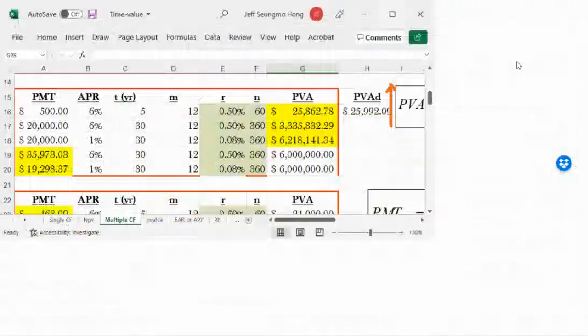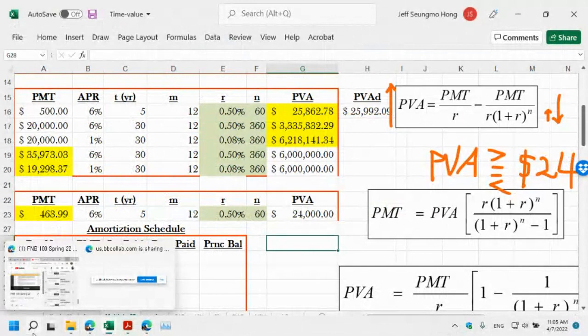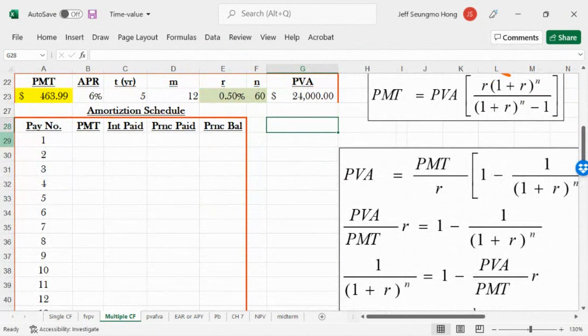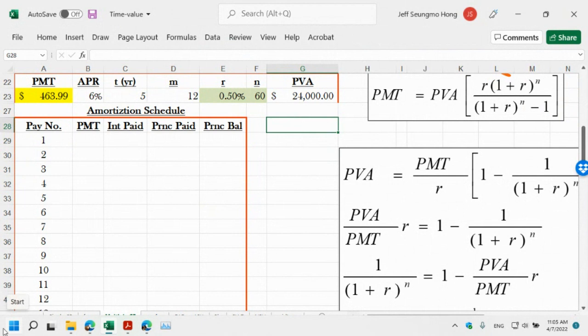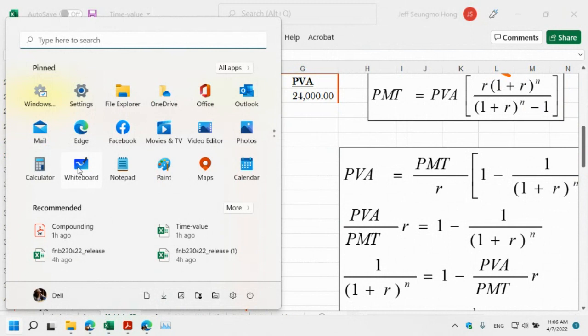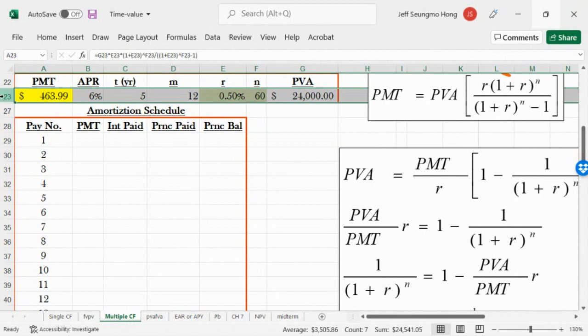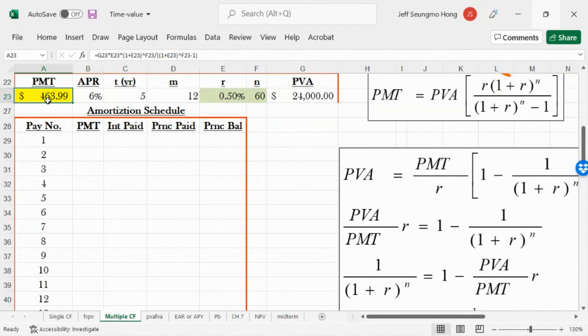Now, today we're going to go straight to the amortization example. You need to have this Excel file open the minute we start the class. If you go to row 23, this is our example of car financing. We did this before, and we found the correct monthly payment.